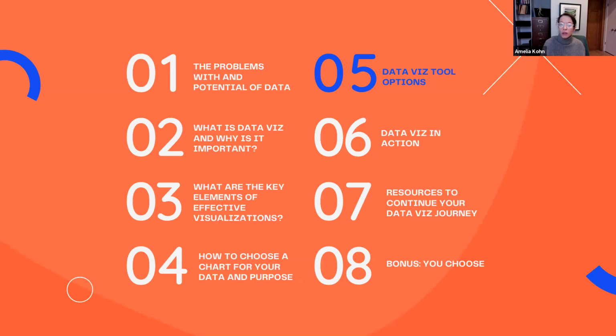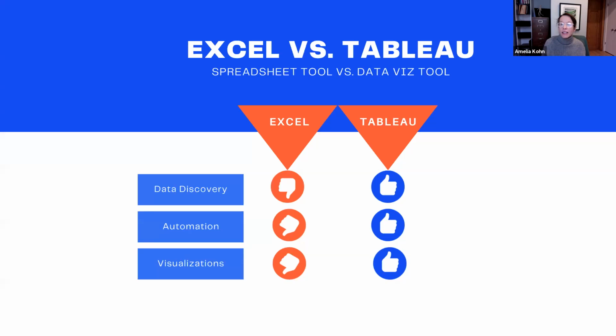Okay, DataViz tool options. So let's talk about your options for creating data visualization. Two primary tool types are spreadsheets like Excel and programs specifically designed for data visualization like Tableau. We're going to just use Excel and Tableau as examples, but there's a lot of programs out there that are like each of them. So spreadsheet tools are electronic worksheets, of course, that display data in tabular form, meaning just a table of columns and rows.